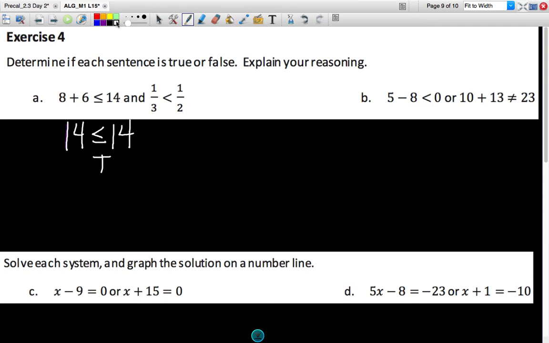1/3 is less than 1/2. That is true. And our key word here is "and." And means that both statements have to be true in order for it to be true. And in this case, they are, so this is true.